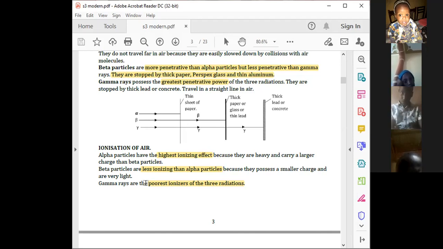So compare, know that alpha has high ionizing power, beta has less ionizing power. Always make a distinction between two. If you talk of alpha, compare it with beta. If you talk of beta, compare it with alpha. Because if I say alpha has higher ionizing power than beta particles, then the beta particles will be less than the alpha particle.